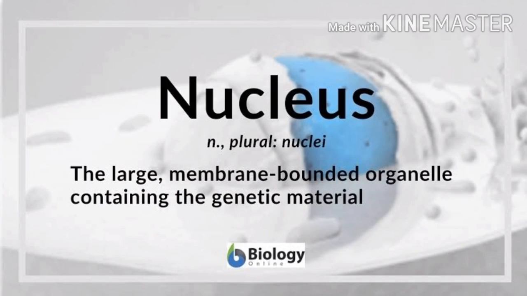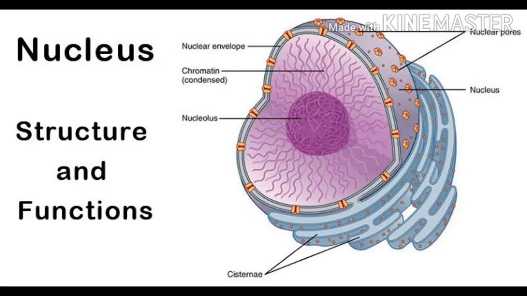So now let us move to the third and the most important part of the cell, that is the nucleus, without which a cell is said to be dead. Nucleus is the large membrane-bounded organelle containing the genetic material in the form of genes in a string-like structure called chromosomes. Now let us understand about its structure and functions.